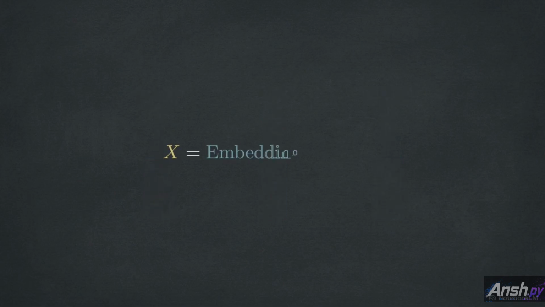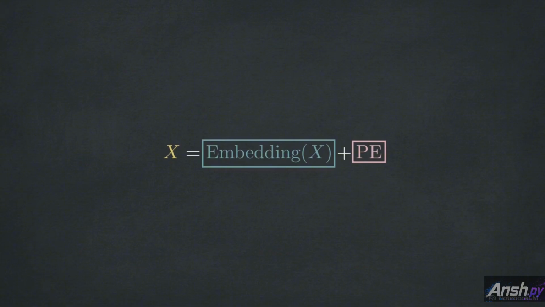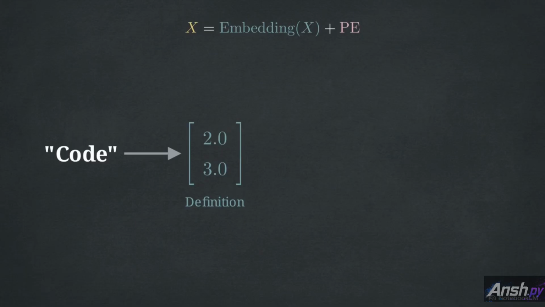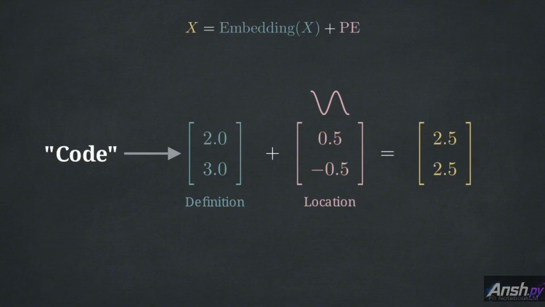This animated diagram shows how we solve the model's lack of word order. Because everything is processed in parallel, we use this formula. X equals the embedding plus a positional encoding. The word code becomes a vector array like 2.0, 3.0. We then add a specific array generated from sine and cosine waves, here 0.5, -0.5, giving us a final input array of 2.5, 2.5.